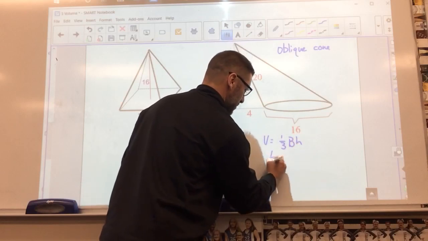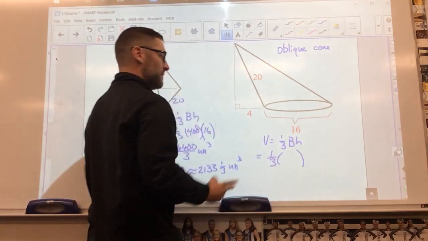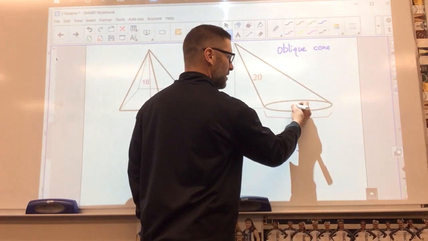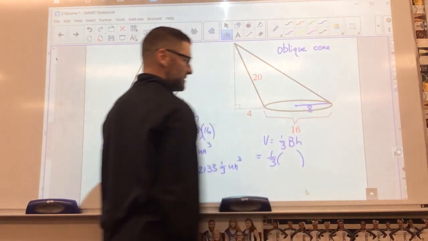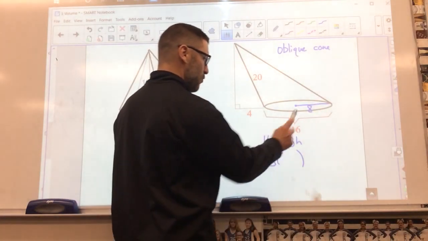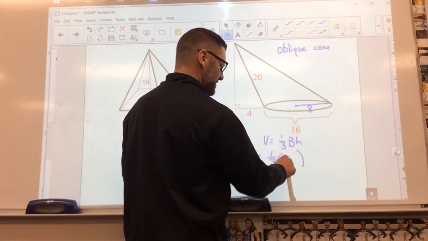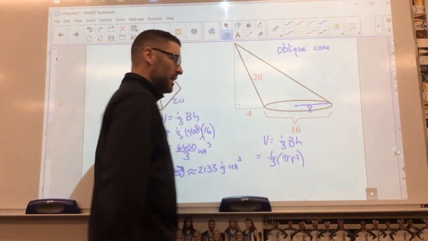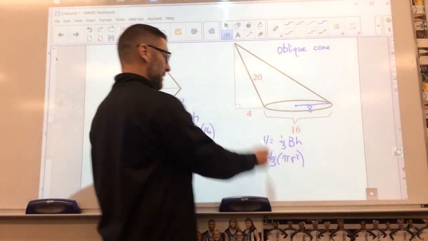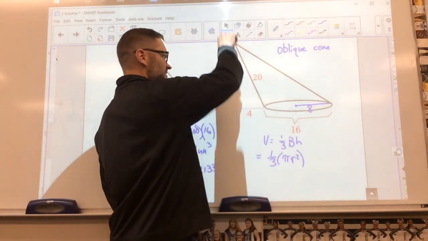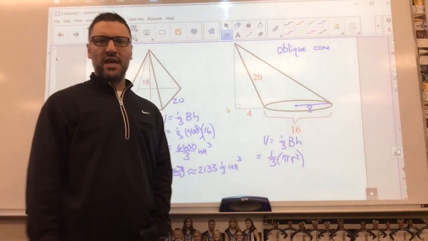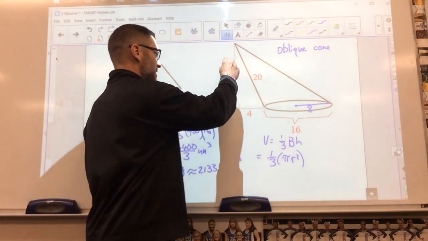So I'm going to take 1/3 the area of the base, and on this one the base is a circle, and that circle has a radius of 8. So the area of the base is pi r squared. Pi r squared for a circle. And then I'm going to multiply by how tall it is, and that's this height over here, which again I don't have.